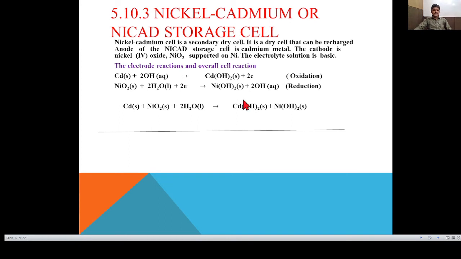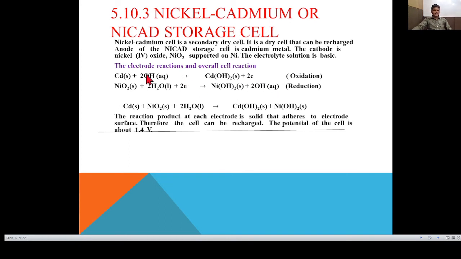What is the net cell equation? The OH- ions cancel, and the electrons cancel. The equation we get is Cd(s) plus NiO2(s) plus 2H2O(l) gives Cd(OH)2(s) plus Ni(OH)2(s). It is used in electronic watches, calculators, and photographic equipment.